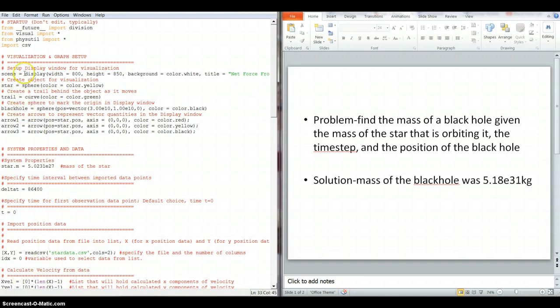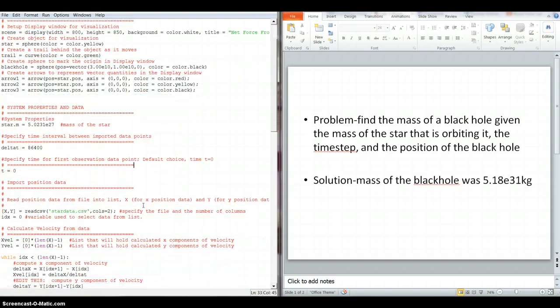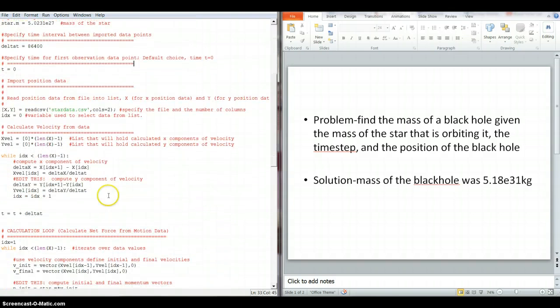On the left, you can see that the mass of the star that I was given is 5.0231 times 10 to the 27th. The time step that we were supposed to use was the length of 1 day, and the position of the black hole was inserted up here as the vector 3 times 10 to the first, 1 times 10 to the first, and 0. We altered the information in Python, and first we changed the y component of the velocity so that it would match the x component of the velocity.